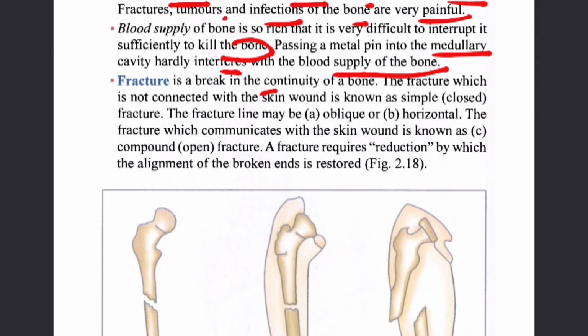A fracture is a break in the continuity of a bone. It is very common. The fracture which is not connected with a skin wound is known as a simple or closed fracture. There are types of fractures also. Very important, you can focus here. The fracture line may be oblique or horizontal. The fracture which communicates with a skin wound is known as a compound or open fracture. Okay, a fracture requires reduction, by which the alignment of the broken ends is restored.